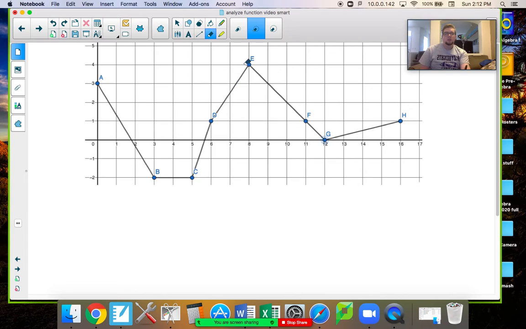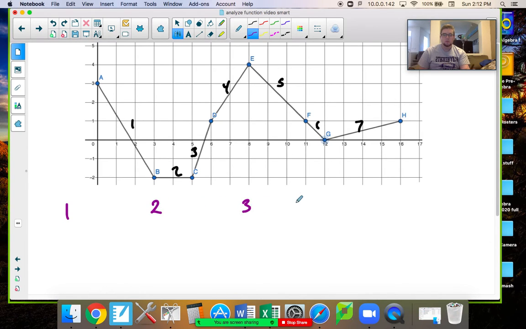So there are 3 sections. Or there's not 3 sections, that was in the last one, I'm sorry. 1, 2, 3, 4, 5, 6, 7 sections. Let's find the slope of each one. 1, 2, 3, 4, 5, 6, and then I didn't space it out, so I'm going to put 7 down here. All right, section number 1.